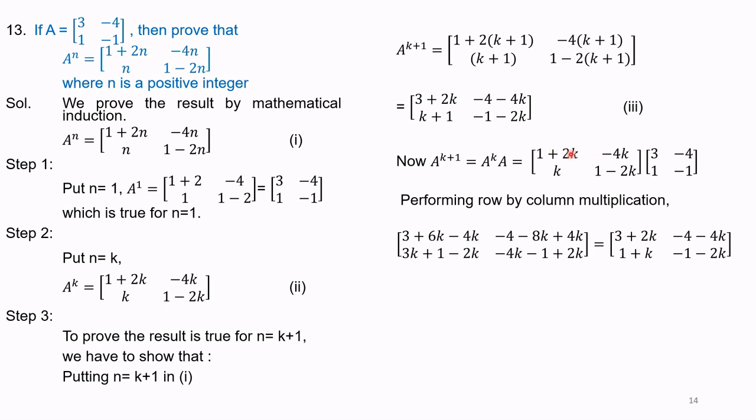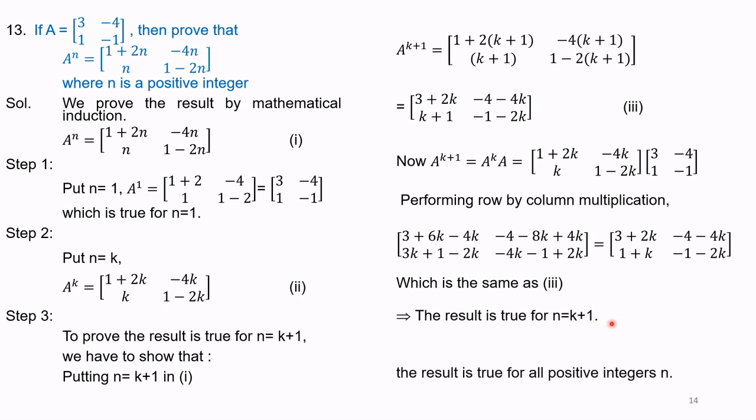Similarly, first row, second column, that is minus 4 minus 8k plus, minus into minus is plus 4k here. Then second row, first column, k into 3 is 3k plus 1 into 1 minus 2k. Then second row, second column, we get minus 4k into 1, plus minus into minus is plus 2k. So this is row column multiplication of A to the power of k into A. So simplifying, we get 3 plus 2k, minus 4 minus 4k; 1 plus k and minus 1 minus 2k, which is same as equation 3 that we have proved. Hence, this result is true for n equals k plus 1.